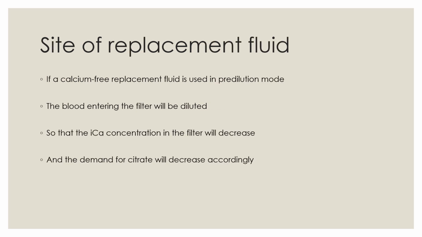Another variable which affects the citrate flow rate is the site where replacement fluid is added. If a calcium-free replacement fluid is used in pre-dilution mode, the blood entering the filter will be diluted so that the ionized calcium concentration in the filter will decrease and the demand for citrate will decrease accordingly.